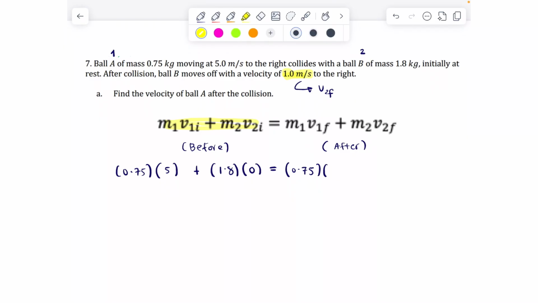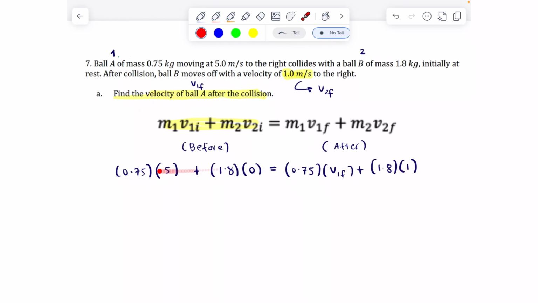So in fact, this question is asking us to solve for the velocity of ball A after the collision. So this question is asking for the final velocity of object 1. So that is what we need to solve for. Plus mass 2 was 1.8, and once again the final velocity of object 2, so it moves with a velocity of 1.0 meters per second to the right. That is the velocity of ball B or mass 2.